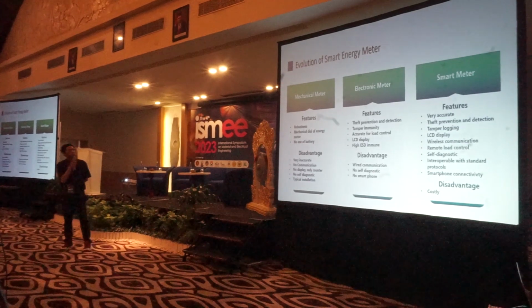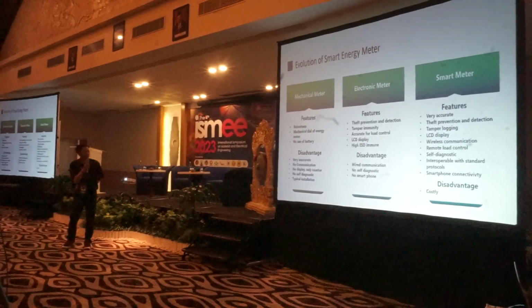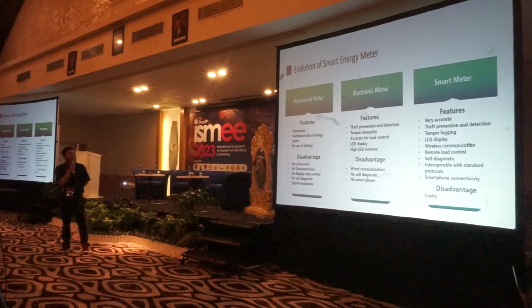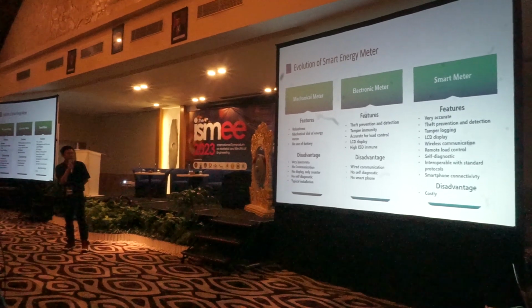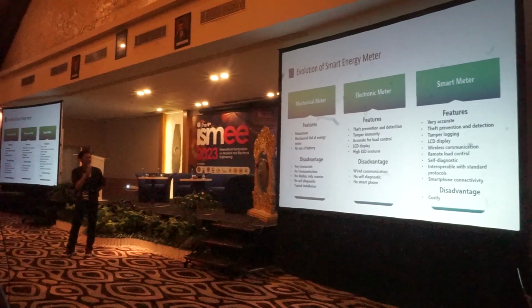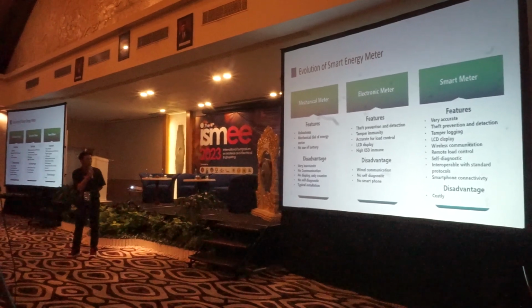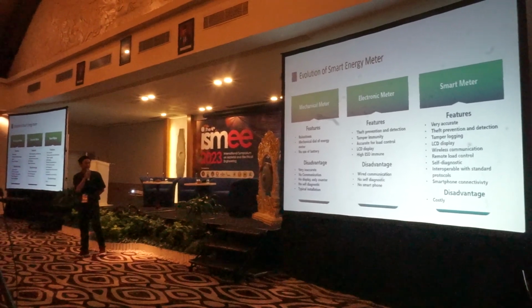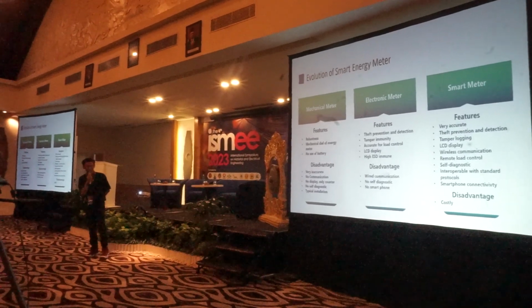So this is the evolution of smart energy meter. The first one is mechanical meter. Its features are robustness, mechanical dial of energy meter, no use of battery. And its disadvantages are very inaccurate, no communication, no display, only counter, no self-diagnostic, and typical installation.